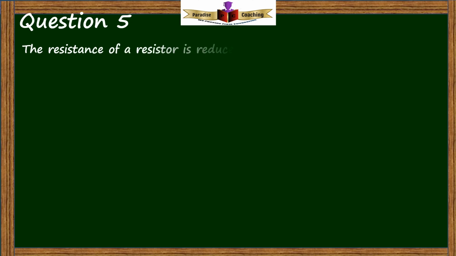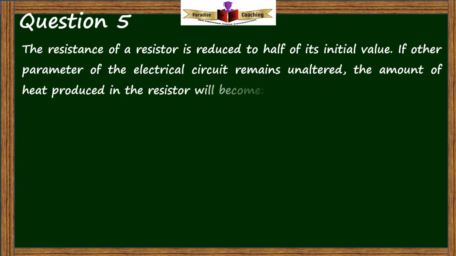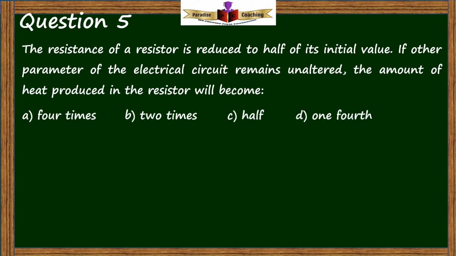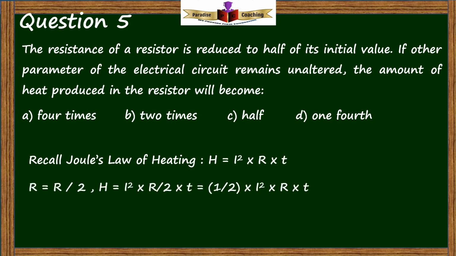Question 5. The resistance of a resistor is reduced to half of its initial value. If other parameters of the electrical circuit remain unaltered, the amount of heat produced in the resistor will become. Here are the options. A. 4 times. B. 2 times. C. Half. D. 1/4. Recall Joule's law of heating. H equals I squared multiplied by R multiplied by T. The heat produced is directly proportional to the resistance of the conductor. When the resistor becomes half, the heat produced also becomes half. The correct answer is C, half.